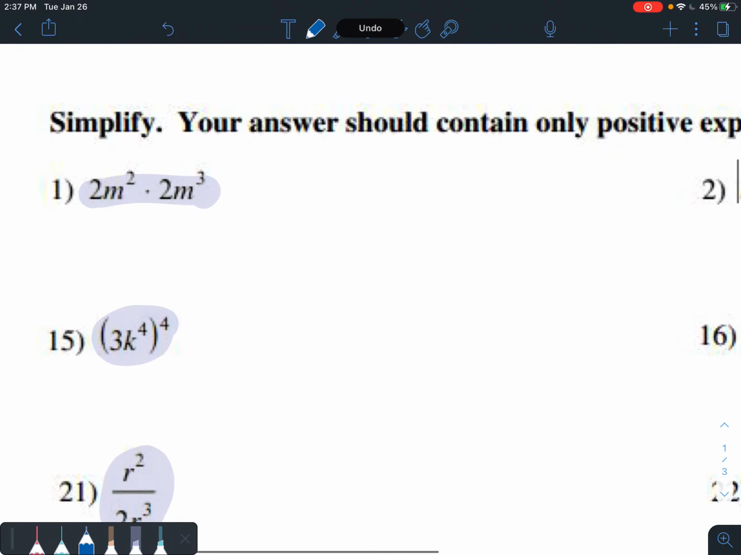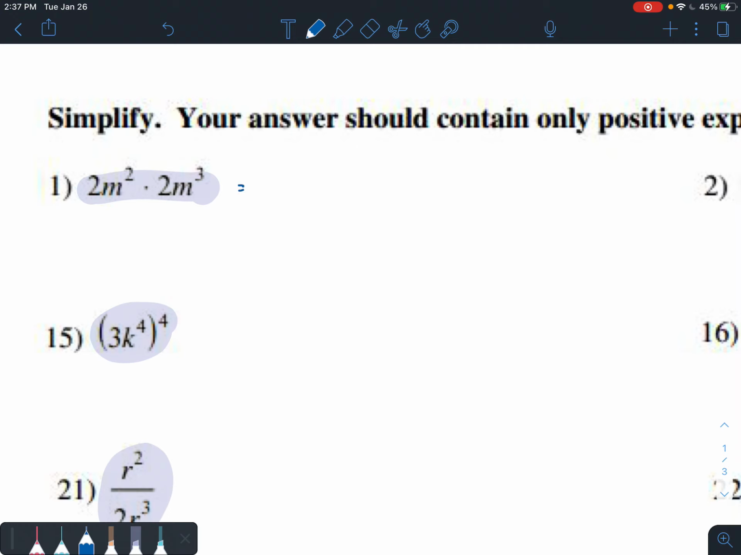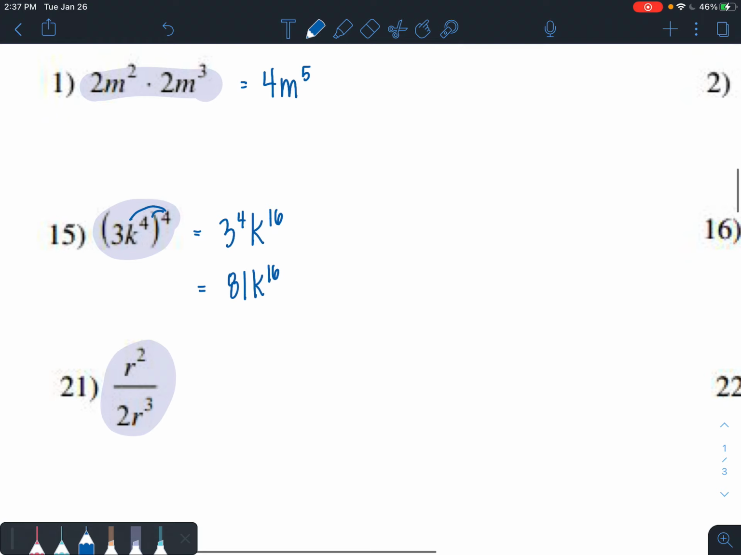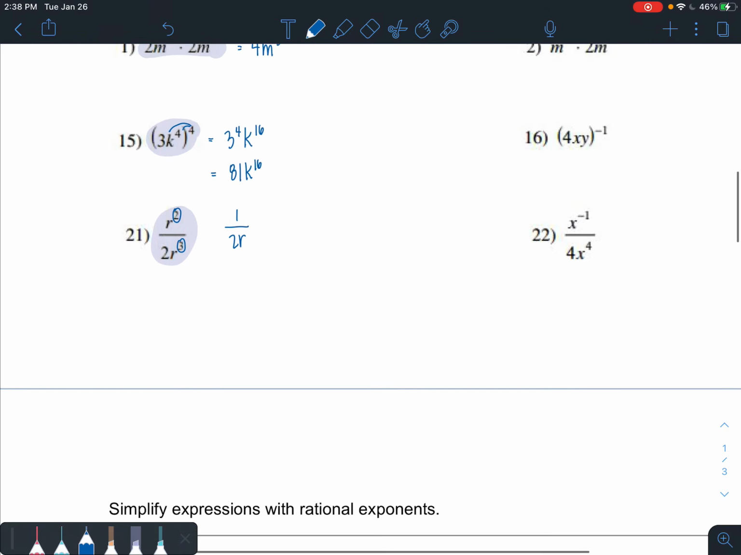All right, and then this next one, we want to simplify, but we only want positive exponents. 2 times 2 is 4. Add those exponents, we get m to the 5th. This next one, distribute that 4 through. We get 3 to the 4th, k to the 16th, and 3 to the 4th is equal to 81. Last up, we have a 3 in the denominator and 2 in the numerator, so this ends up being 1 over 2r for that exponent.